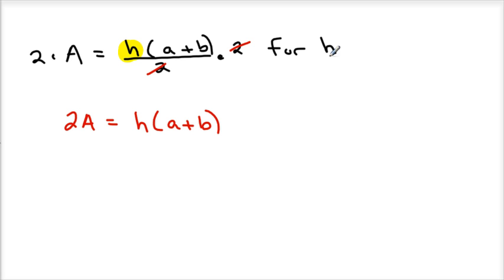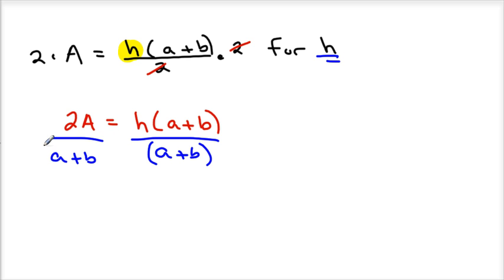I'm solving for h. Our next step here: divide by the quantity a plus b. Get rid of both of them at one time. Divide this side by a plus b. It simplifies, h equals 2 times a over a plus b.